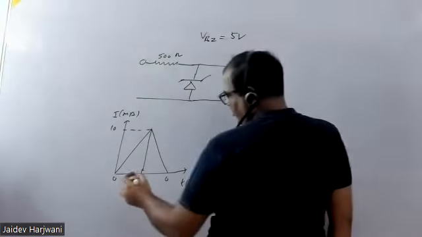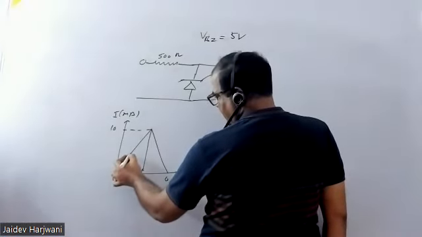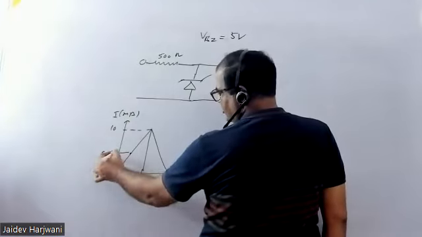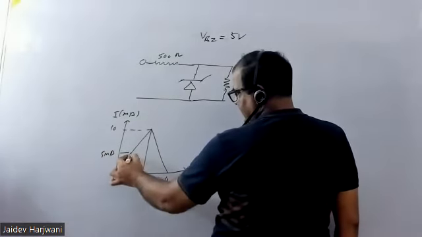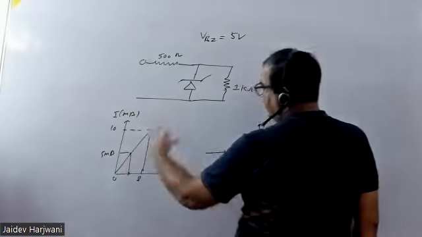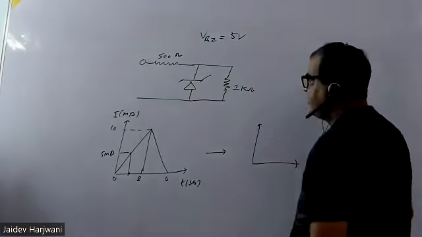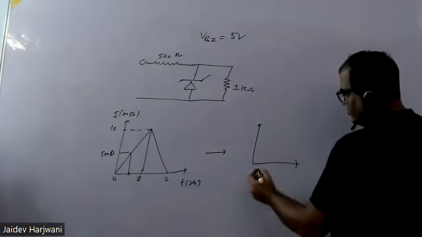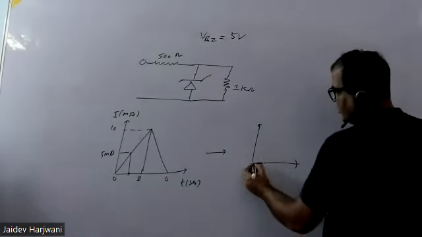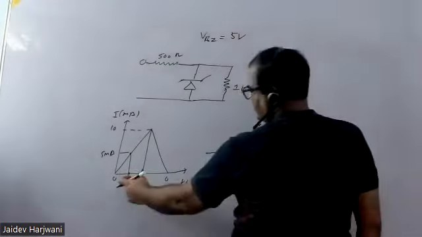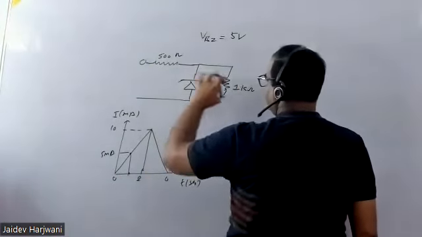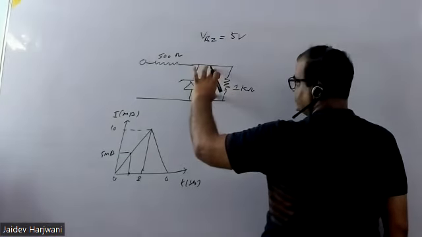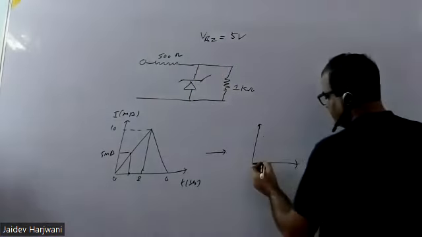That means up to 1 second, when the current is 5 milliampere and the slope is the same, at that time this diode will get turned on and current will start flowing. So from 0 to 1 second, there is no current in the Zener diode, because from 0 to 1 second the current is less than 5 milliampere, so the voltage is not 5 volts. So from 0 to 1, there is no current.